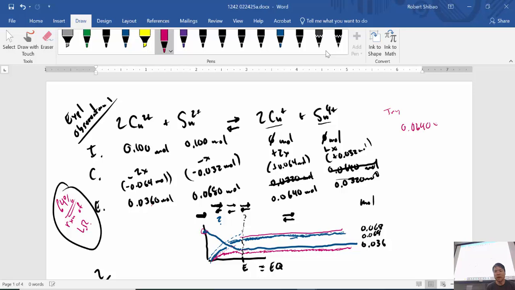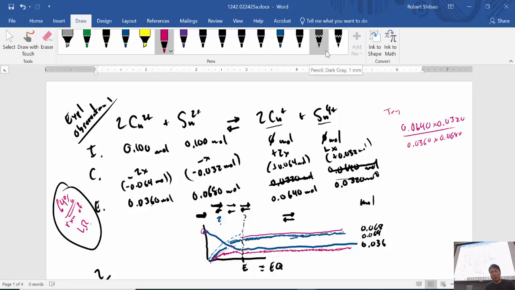0.0640 times 0.0320 divided by 0.0360 times 0.0680. And so we'll just take a ratio of the products to reactants and see if there's some kind of ratio, or whatever you want to try. You just try different things. And so if we try this, let's see what we end up with.